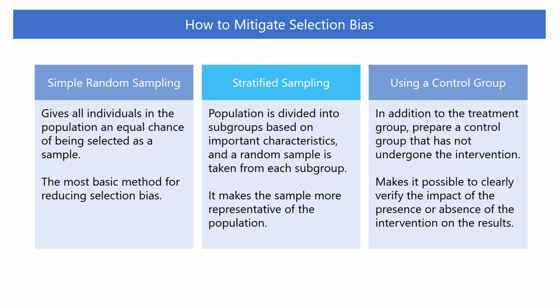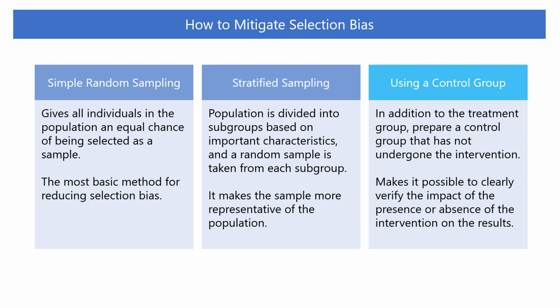Stratified sampling is slightly more complex. In this method, the population is divided into subgroups based on the important characteristics of the population, and a random sample is taken from each subgroup. For example, if the population's age distribution is such that half of the people are in their 20s and the other half are in their 30s, then the sample is taken from the 20s and 30s groups in equal numbers. It makes the sample more representative of the population.